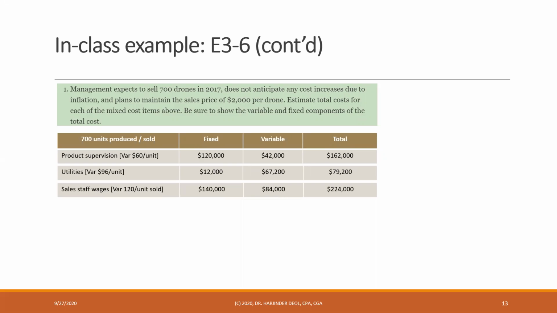Sales staff wages, the total fixed cost is $140,000. The variable cost per unit does not change. That was $120 per unit sold, multiplied by 700 units produced and sold, gives us a total variable cost of $84,000. And finally, with quality control, $36,000 is the fixed piece. The variable piece is $8 per unit multiplied by 700 units, which gives us $5,600, and the total cost is $41,600.